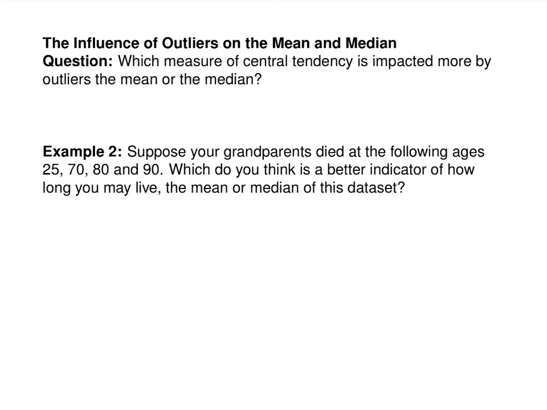Now, one question is, which measure of central tendency is impacted more by outliers? Now, outliers are values that are very different than the values that you're considering. So suppose in that previous example that I had a test score of 10 thrown in there. What would that affect more, the mean or the median? So think about that for a sec. And I think it is the mean. So the mean is more affected.